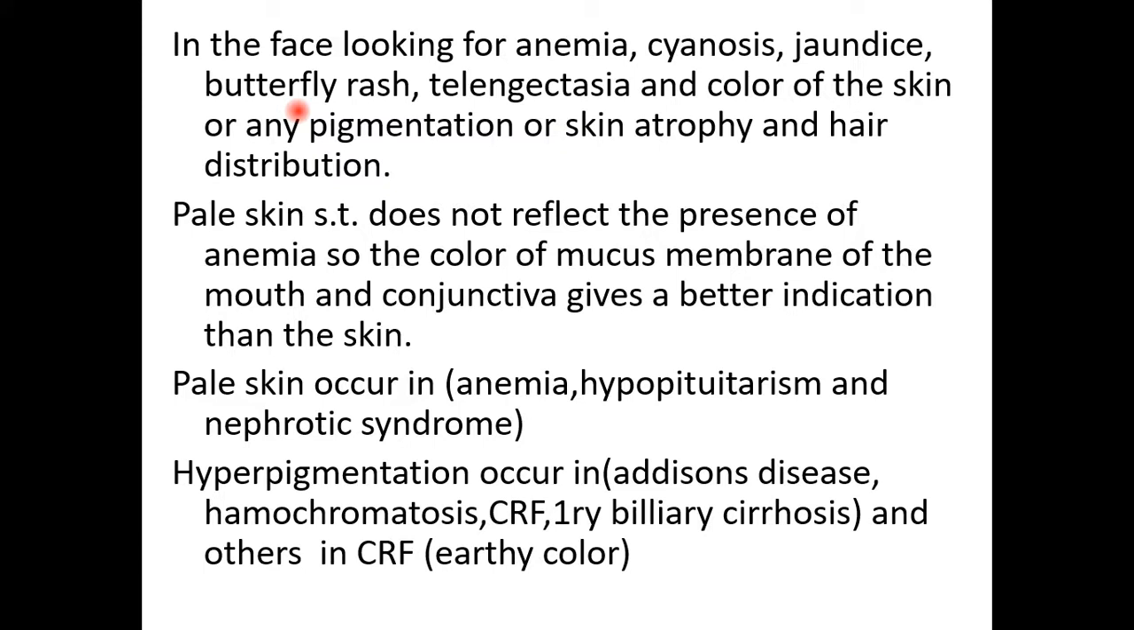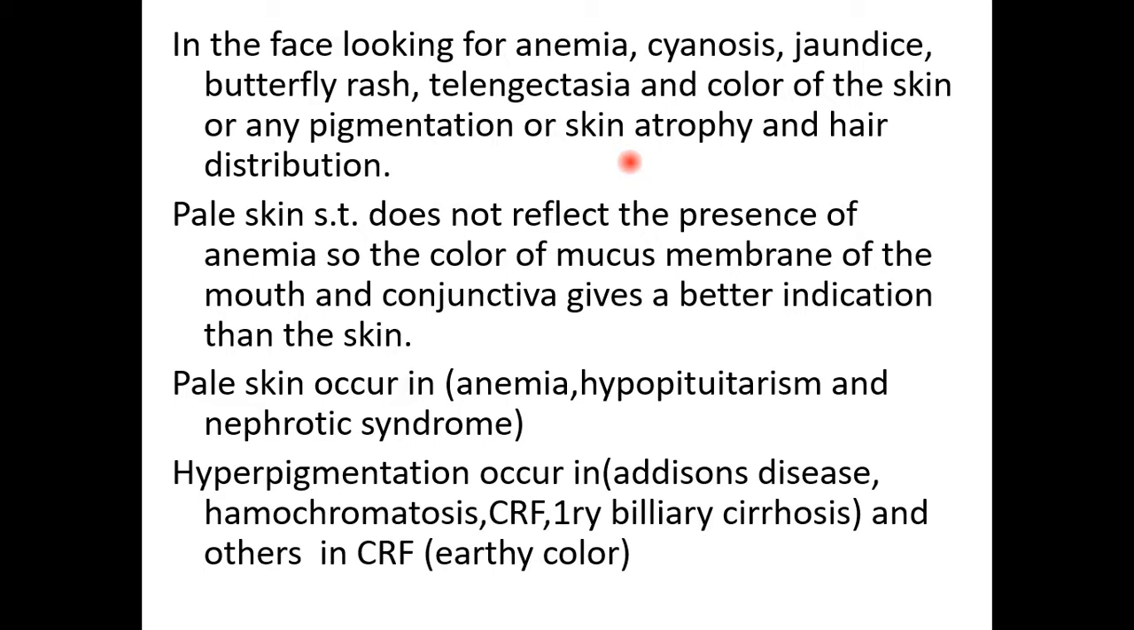For example, in patients with Addison disease or hyperpigmentation, hemochromatosis, primary biliary cirrhosis, drugs, etc. These cause hyperpigmentation. Or we have skin atrophy, we call it paper-like skin, very thin skin, especially in patients taking steroids. You have to mention even the hair distribution.